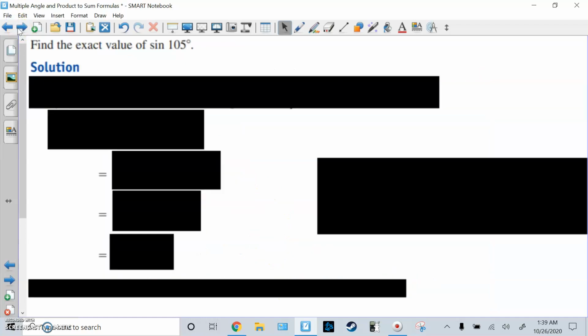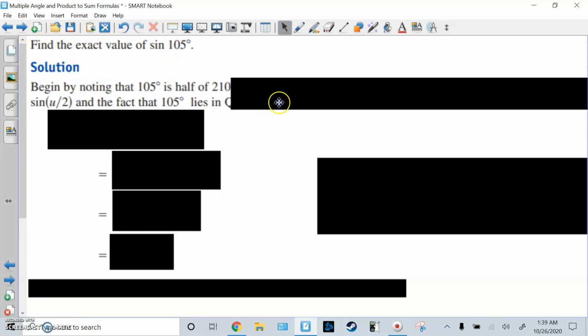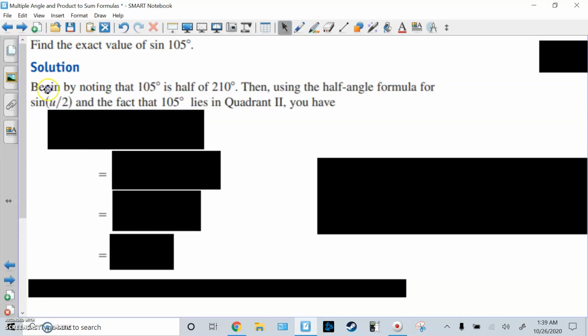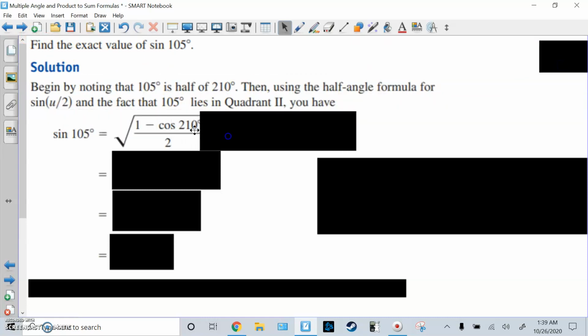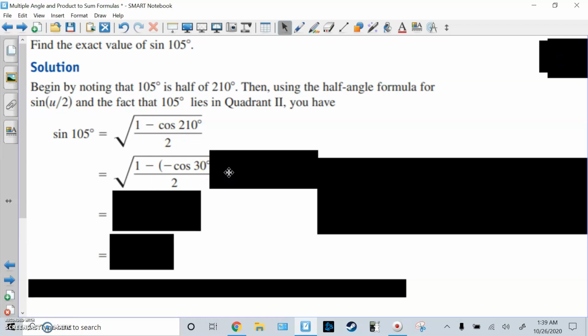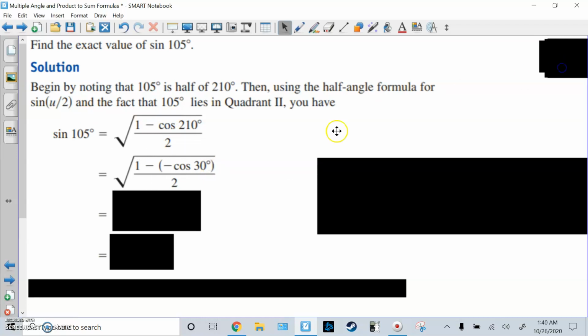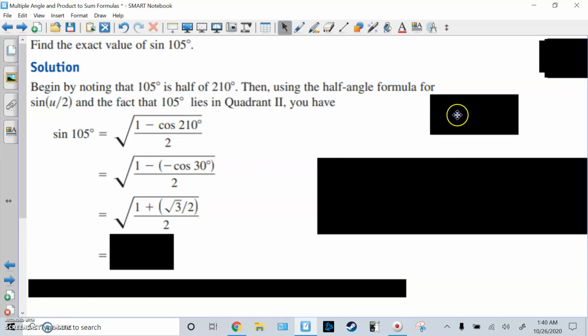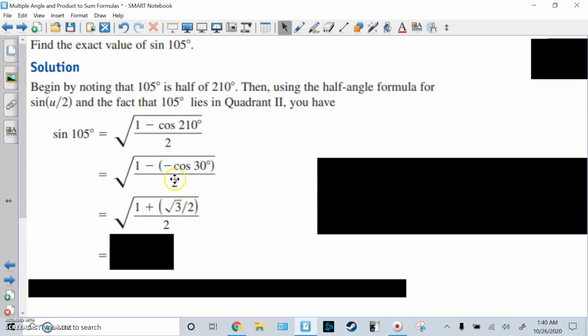Alright, so here we'd say find the exact value of sine of 105. Well, 105 is half of 210. So we can say sine of 105 is equal to the formula where I put 210 in here. You should know the cosine of 210 on the unit circle. They chose to use reference angles, although that's not necessary. And they found out it was actually root 3 over 2, or really negative root 3 over 2. Negative of negative is positive. Then you work with that, and that's our final answer.